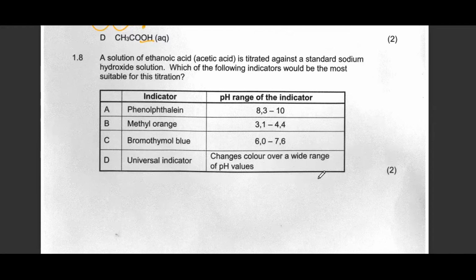Then they're saying 1.8, a solution of ethanoic acid, sometimes called acetic acid, sometimes called vinegar, is titrated against sodium hydroxide. Now this is a weak acid, and this is titrated with sodium hydroxide, which is a strong base. Yes, it's a weak acid and then a strong base.